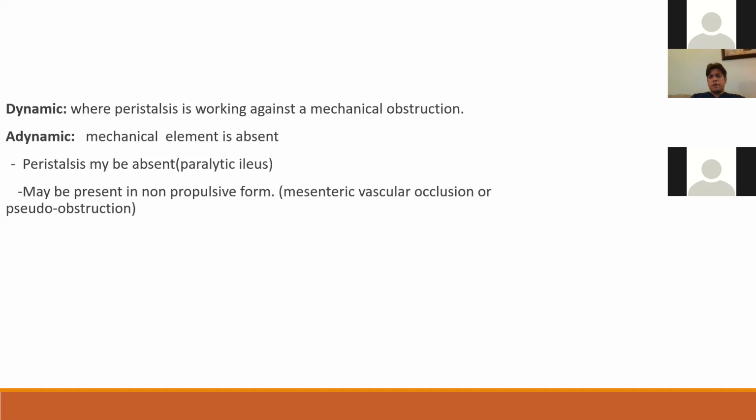In dynamic obstruction, the peristalsis is working against a mechanical obstruction. And in adynamic obstruction, the mechanical element is absent and the peristalsis may be absent. It would be a paralytic ileus. It may be in non-propulsive form as well, right? Like a mesenteric vascular occlusion.